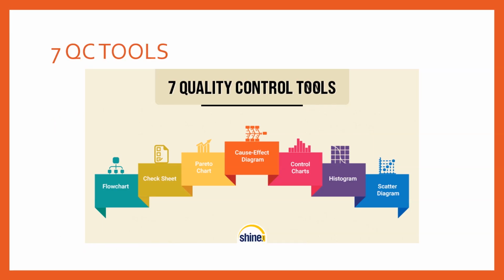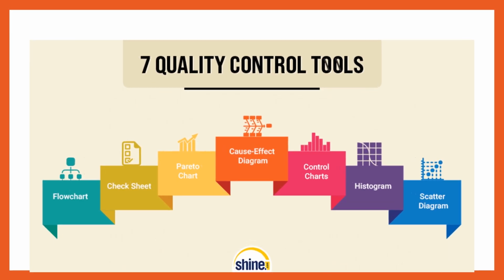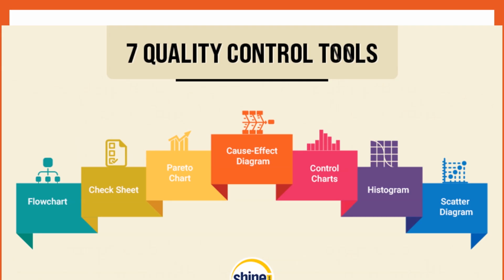Okay, very important tools to remember in the garment industry, and this consists of, as we are seeing in the image, flow charts, check sheets, Pareto charts, cause and effect diagrams, then control charts, histograms, and scatter diagrams. So different techniques are there.